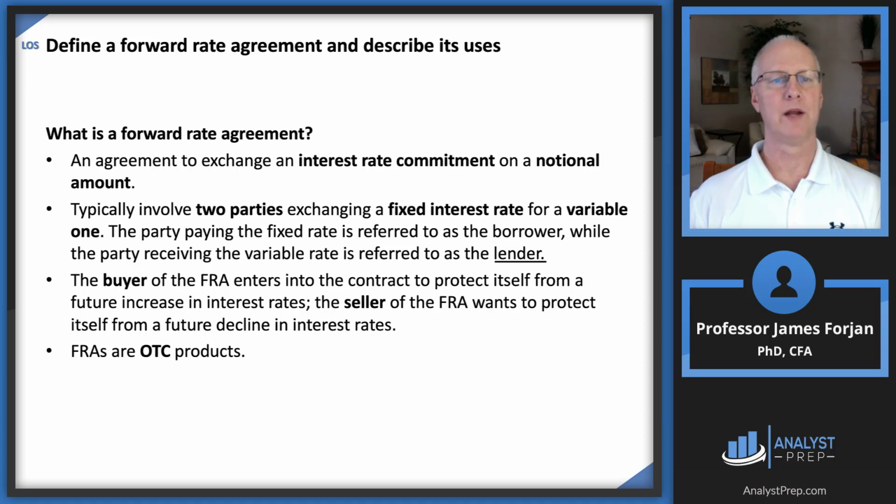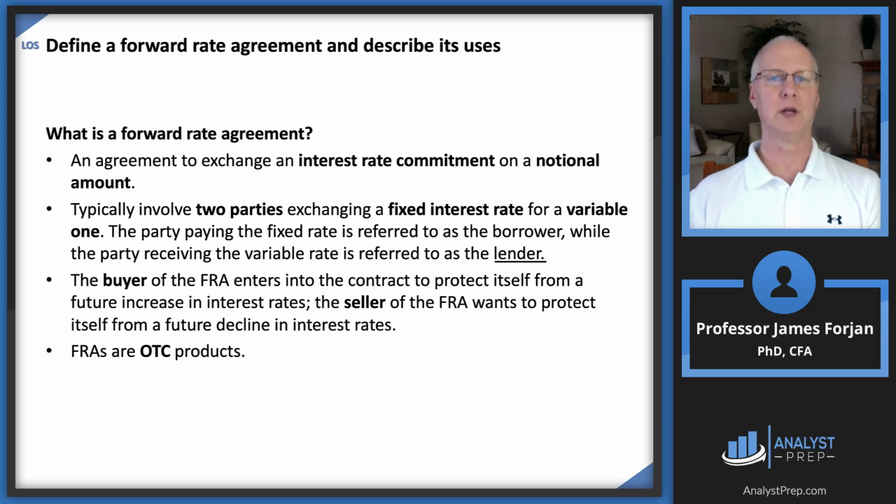How about a forward rate agreement? This is a simple derivative in which two parties agree to exchange interest rates on a notional amount. It could be $10 or it could be $10 trillion, but essentially one party agrees to pay a fixed rate and the other party agrees to pay a variable rate. The buyer of the FRA enters into the contract to protect from increases in interest rates, and the seller protects from a decline in interest rates.